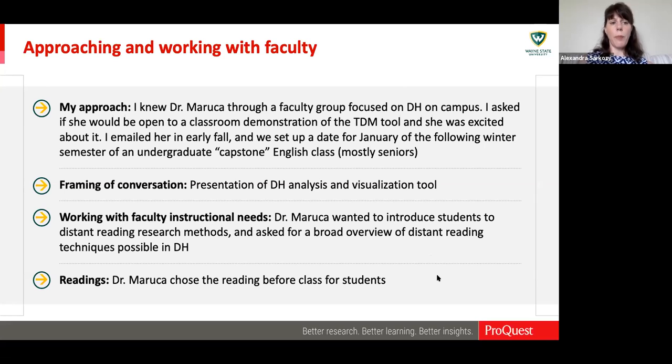And when we went back and forth on the reading, Dr. Maruca ended up choosing the reading before class for the students. She didn't want a reading that was too complicated or overwhelming for students, or that had too much inside baseball about digital humanities, sort of internal debates and things like that. So that was how this came about, and that was sort of the groundwork that was laid for the class.